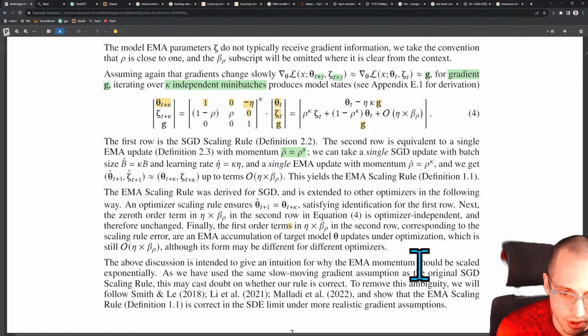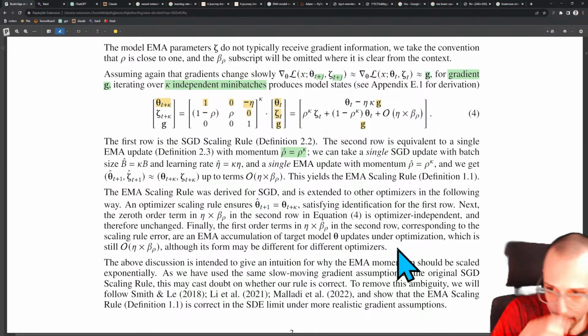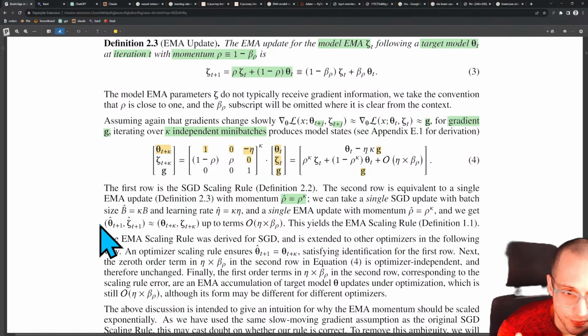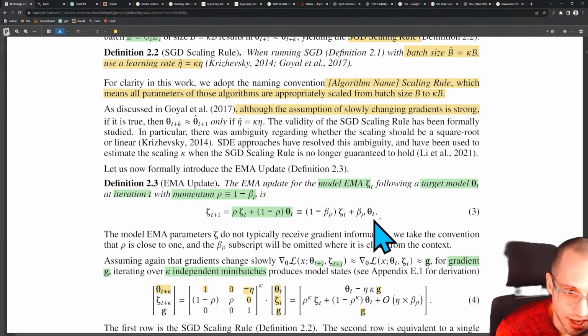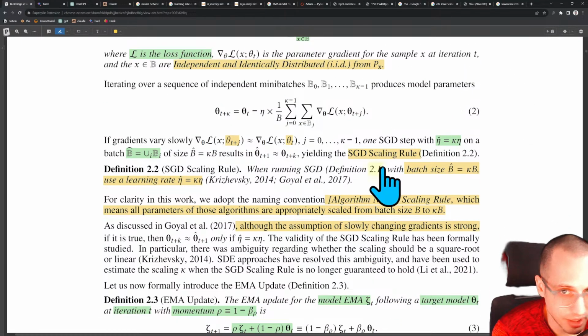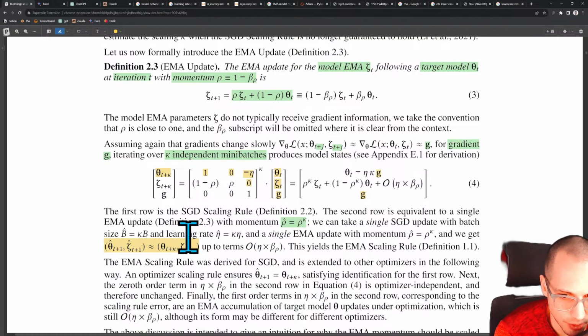Finally, the first order terms in the second row, this one here, corresponding to the scaling rule error, are an EMA accumulation of a target model theta under optimization, which is still O of eta cross beta rho, although its form may be different for other optimizers. Okay, so we made this approximation here, right? I don't think it's necessarily a good approximation, but it's an approximation, and this whole thing depends on it. We're going to say we don't know what's going on here. There's some underlying truth here, some secret property of the real simulation of reality, and we're just going to bottle it up into this term, O of eta cross beta rho.